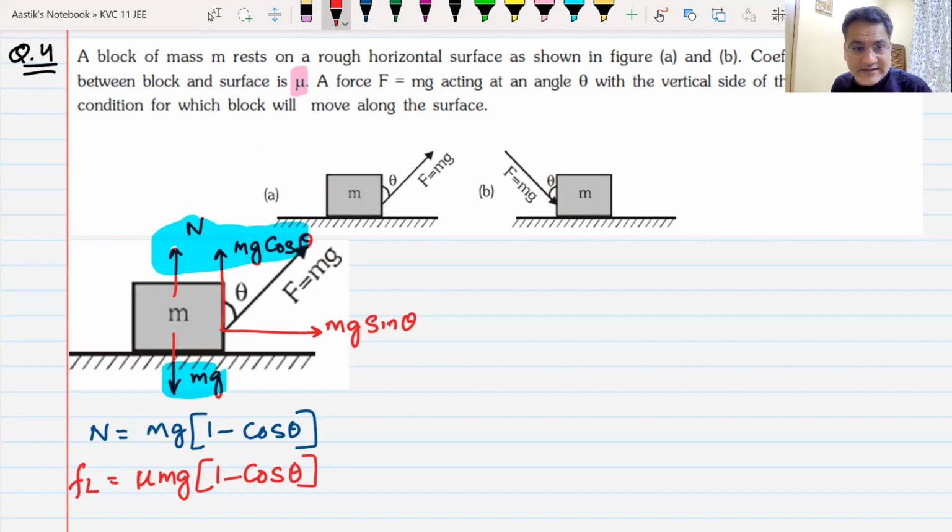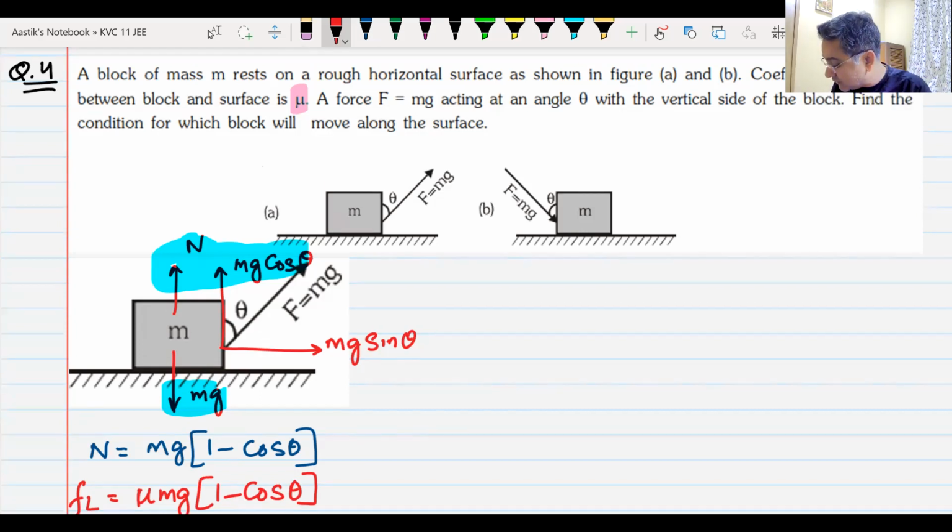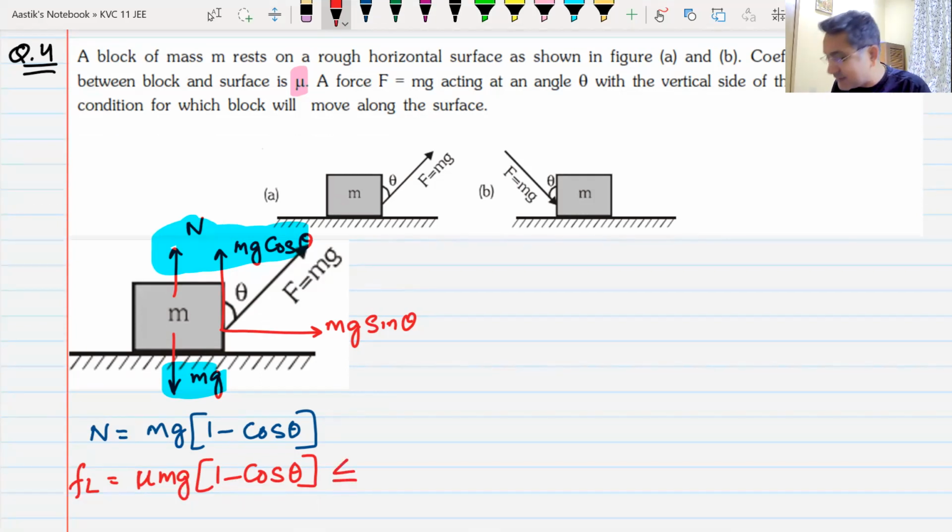So your mg sine theta should be greater than or equal to this limiting friction. Yes or no? So this limiting friction must be less than or equal to your mg sine theta. Do we understand this?